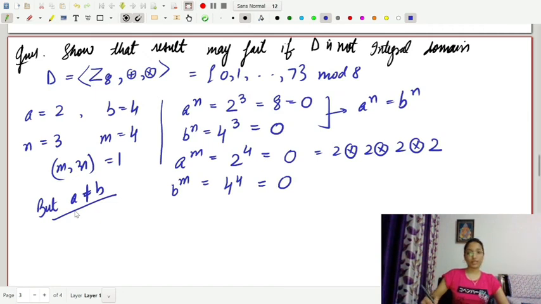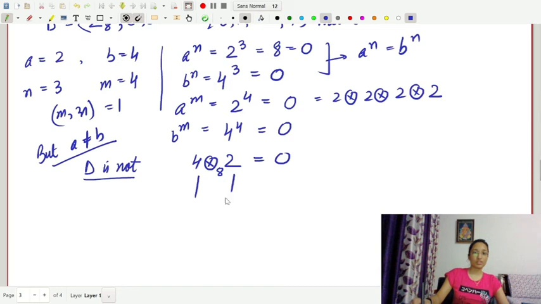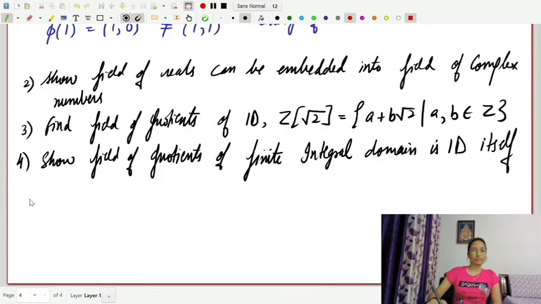Here we know that D is not an integral domain. Why is it not an integral domain? Because 4 multiplication modulo 8 into 2 is equal to 0, where 4 and 2 are non-zero elements. Hence, D is not an integral domain. Thank you.